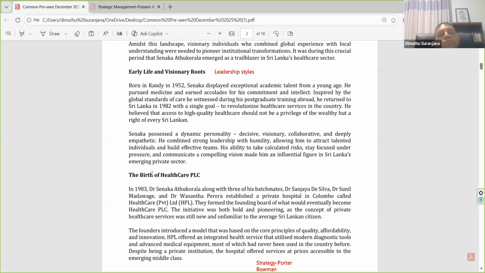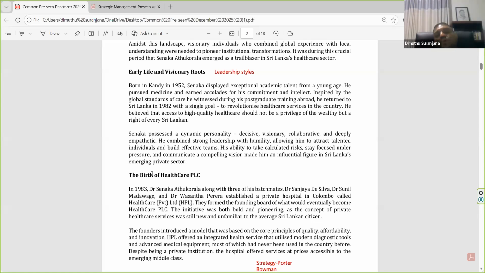In early life and visionary roots, born in Canada in 1952, Senaka displayed exceptional academic talent from a young age. It's very common, like if you look at the previous case studies, they have talked about the entrepreneurs, the childhood, school life. Probably you can see someone who has performed academically well, or sometimes has a good leadership style during school times, having more sports. Those are very common things.